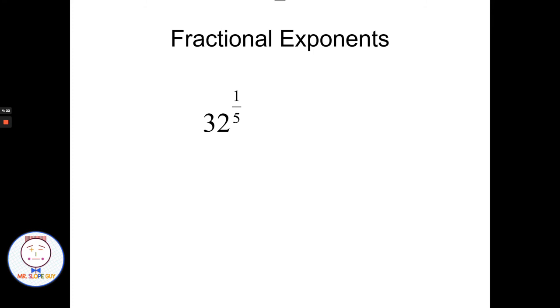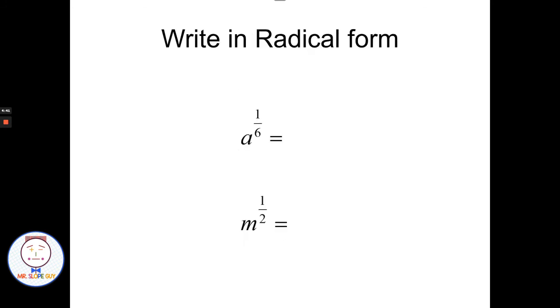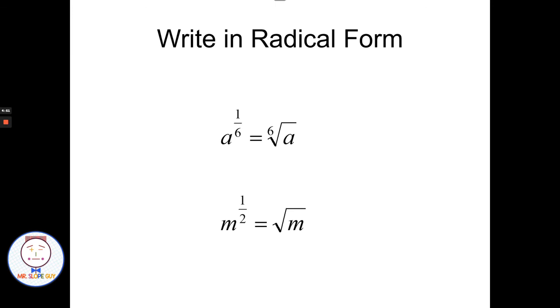How about 32 to the 1/5 power? Well, that 1/5 is asking for the 5th root of 32, and 2 times 2 times 2 times 2 times 2 is 32. So finding the 5th root of 32 is 2. So how could I write a to the 1/6 as a radical? Well, a to the 1/6 would be the 6th root of a. m to the 1/2, square root of m. Notice how on that I could write the 2 or not write the 2 for just square root.